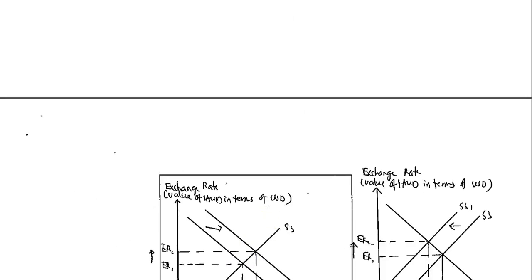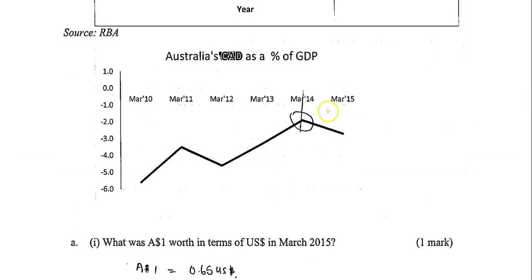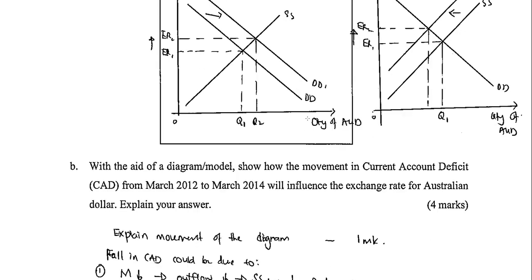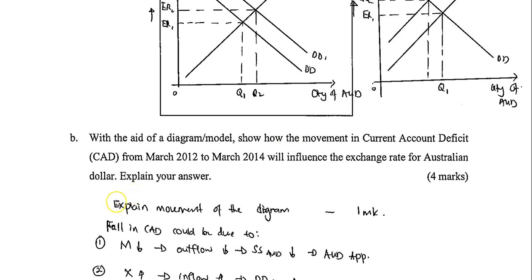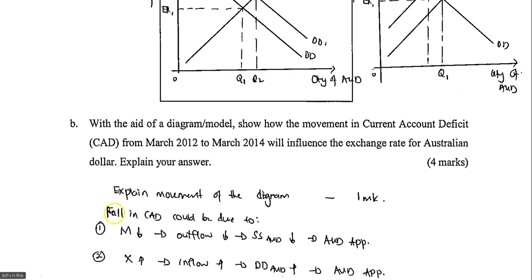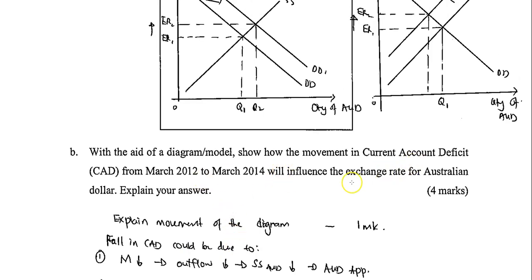So let's move up to the current account deficit graph. March 2012 to 2014, from here to here. So what is the CAD movement? We know CAD has reduced, lesser deficit. So if we say lesser deficit, fall in CAD. That's the first part. Second part, it says how this fall will then influence the exchange rate.